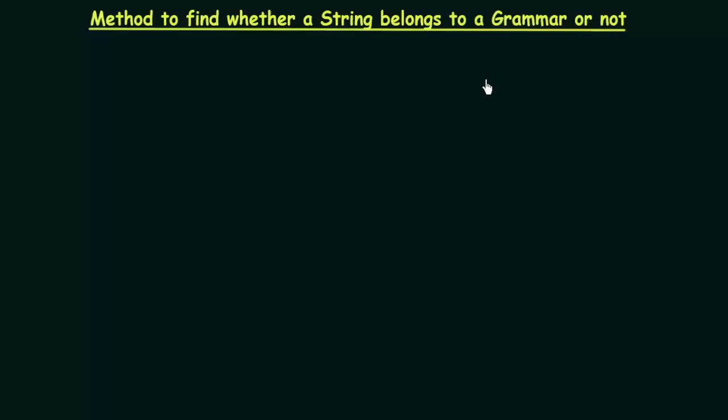Till now we have seen a few types of grammars, and we have also seen how strings are generated from the given grammar. Now the question is, if you are given a grammar and a string, how do you find out whether that given string belongs to that grammar or not? In this lecture we will be studying the method to find out whether a string belongs to a grammar or not. So let us see the steps that we need to follow in order to do this.